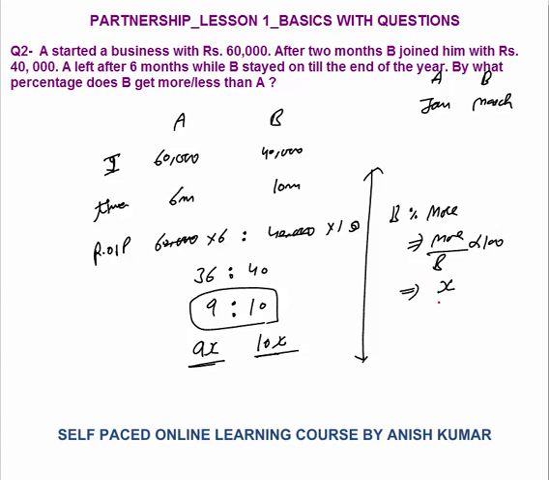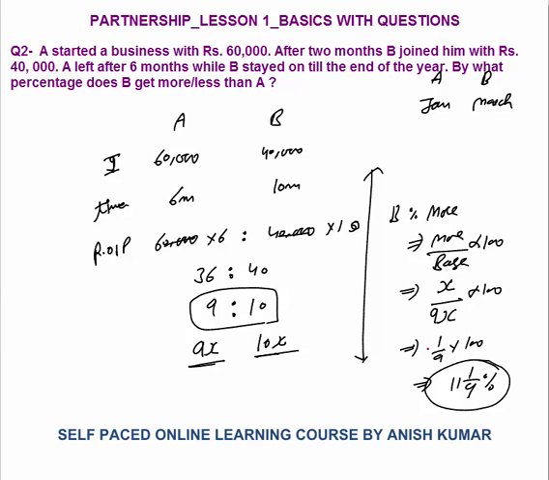B got x more, upon base value, which is how much? 9x. We are comparing B with A. Our number is B, which is 10x. It is how much more than 9x? x. We are comparing with A, so A will act as the base, 9x into 100. So 1 by 9 into 100, that percentage B will get more than A. This is 11 1 by 9%, which will be your final answer. It means that B will get 11 1 by 9% more than the total amount of A out of the total profit.